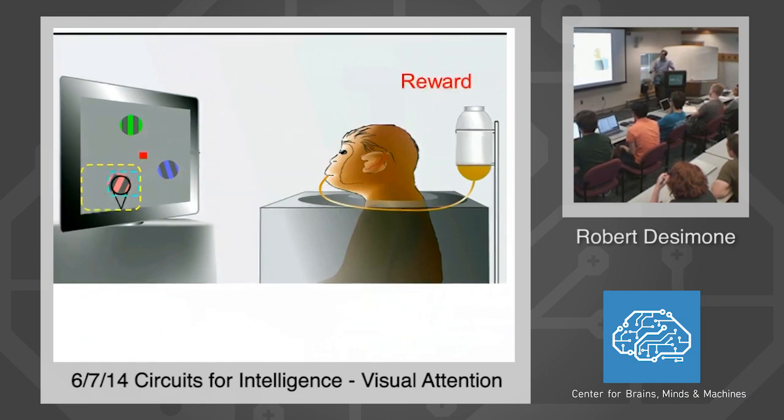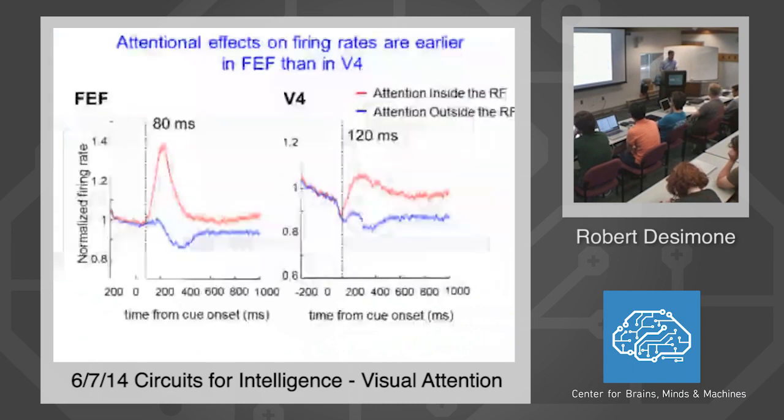And then it would get a reward, which was juice. And then you can change the color from trial to trial and change the position of the gratings and so on, so everything's random, counterbalanced, and so on. And you can look at the effects of the stimulus on the cells with and without the animal attending to it.